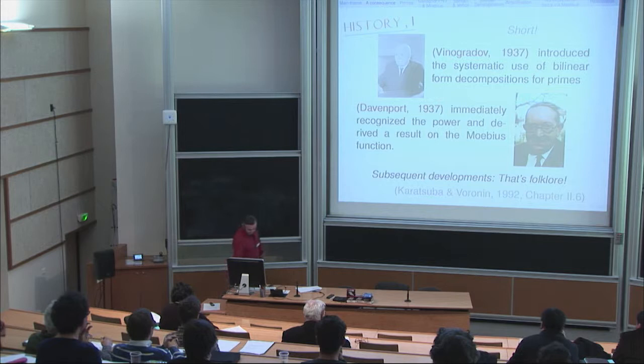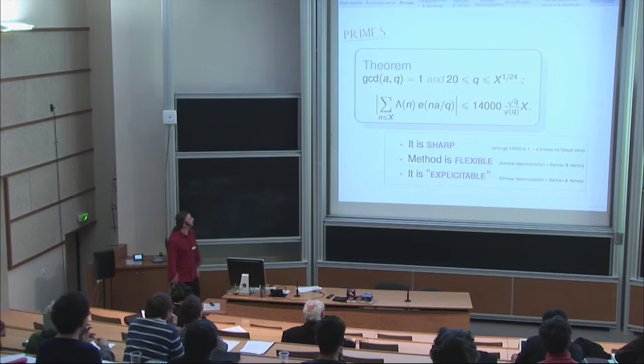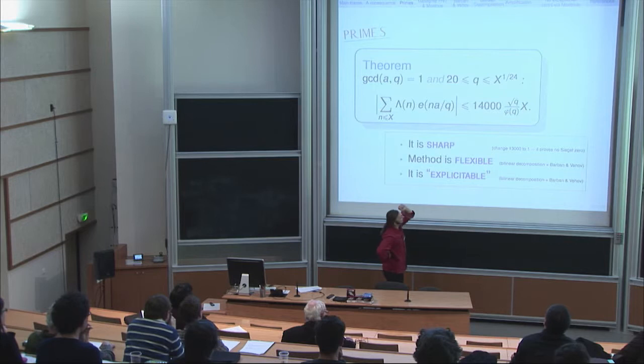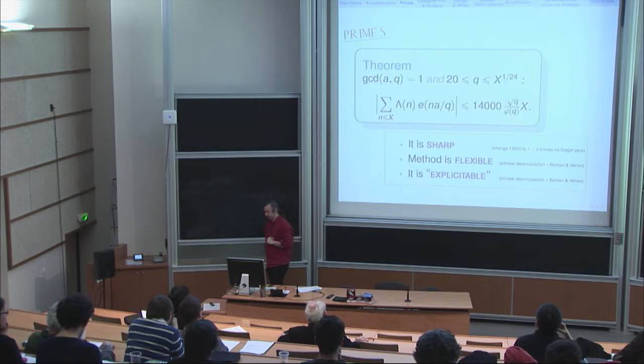So what is the equivalent of the theorem I stated for the primes? Here it is. So Λ(n) is the von Mangoldt function. Essentially, it's log p if n is a prime. And look at this trigonometric polynomial. The bound you get is 14,000 square root q upon φ(q) times x. The trivial bound is x. So the saving you have is square root q upon φ(q). Essentially, if q is a prime, it's 1 upon square root of q, something like that.